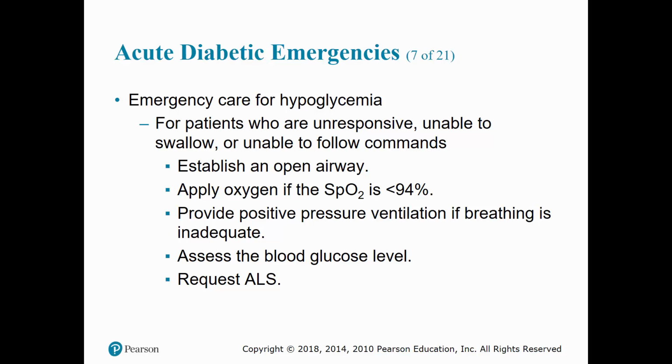The reason being is that ALS, if they arrive on scene, can administer glucagon or D50 to boost their blood glucose levels. Remember, severe hypoglycemia can result in brain cell death. Therefore, it is critical to quickly get glucose to the patient's brain cells. Be sure to continuously reassess the patient's condition for improvement or deterioration and pay attention to their airway and breathing status.